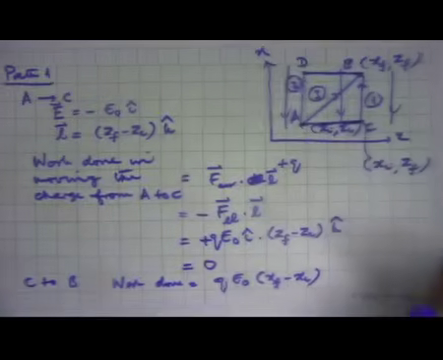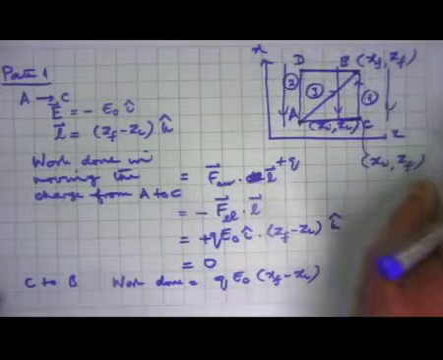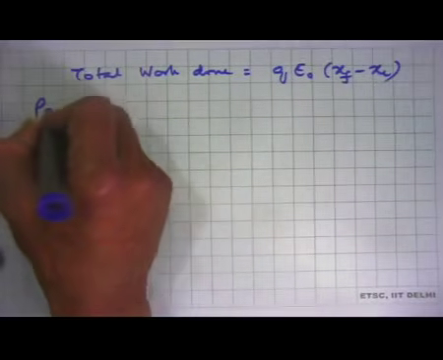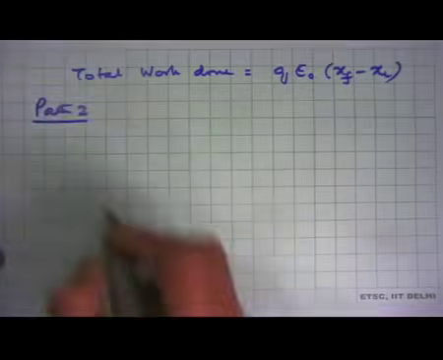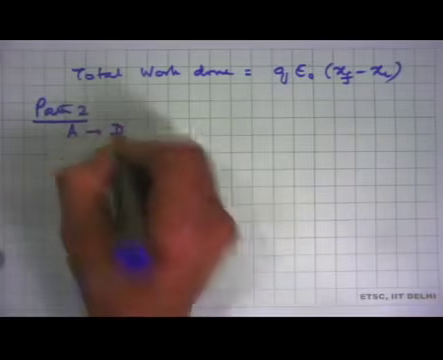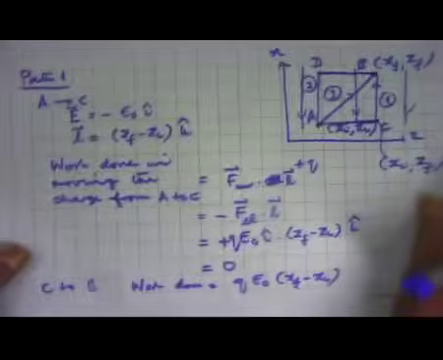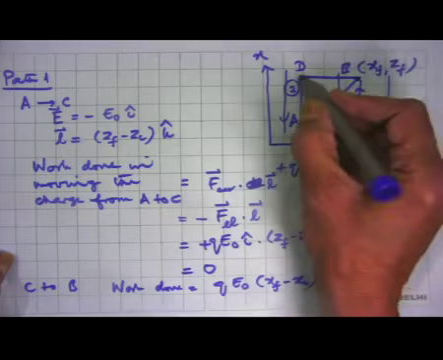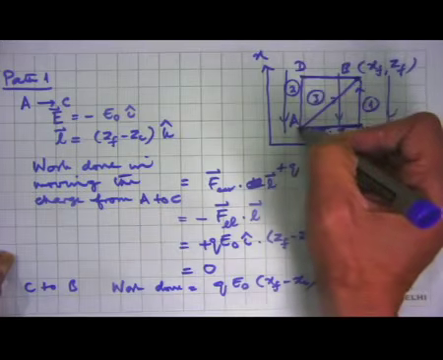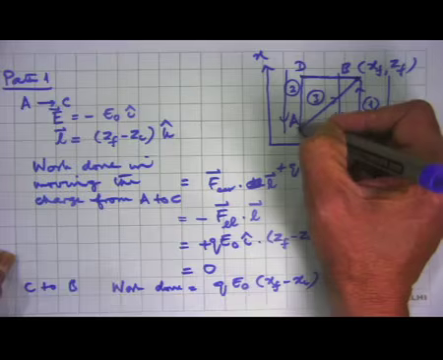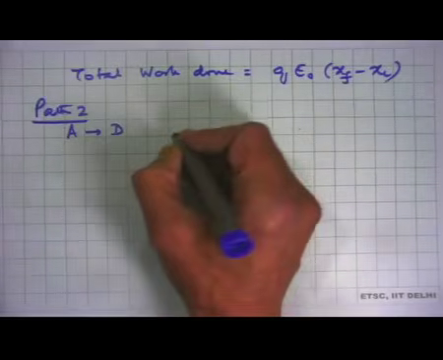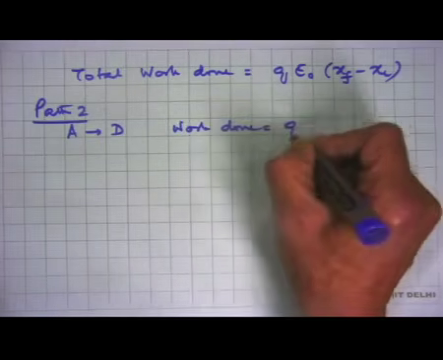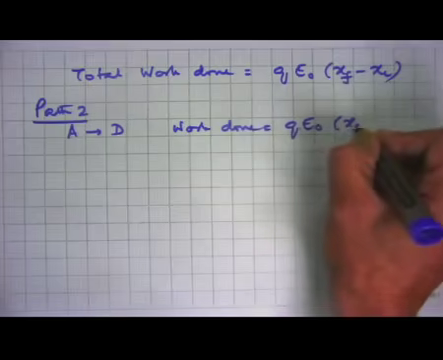Now, let me try to calculate for this other path, path 2, which is going from A to D and then from D to B. So, first is A to D. A to D is essentially going from this point vertically up. So, the z coordinate of these two are equal, x coordinate has changed. So, just like before, the charge is taken vertically up. So, in going from A to D, the work done is equal to q E naught into x f minus x I.